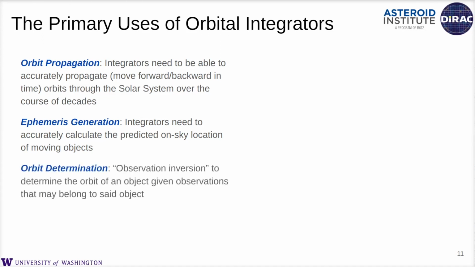And then lastly, for actual discovery, we need to be able to determine orbits from observations, sometimes called observation inversion. These integrators and orbit fitting packages, given a set of observations that you believe belong to a single object, have to be able to calculate the orbit that could represent those observations. And this also has to be done in the presence of outliers and false positives. That makes this an even more complicated problem.